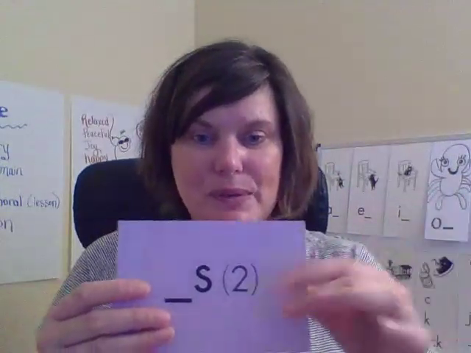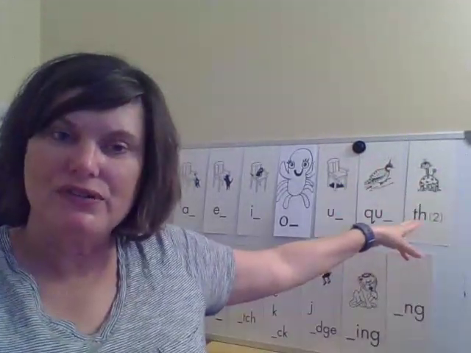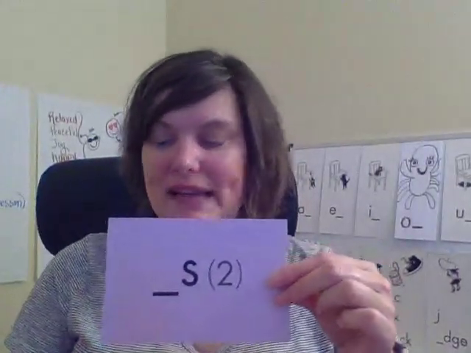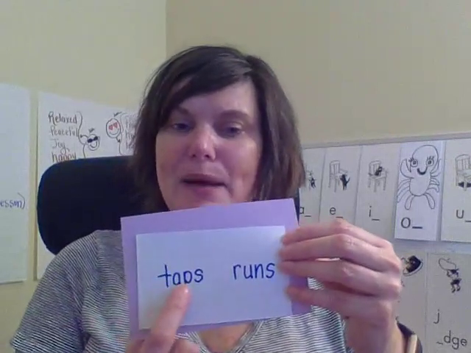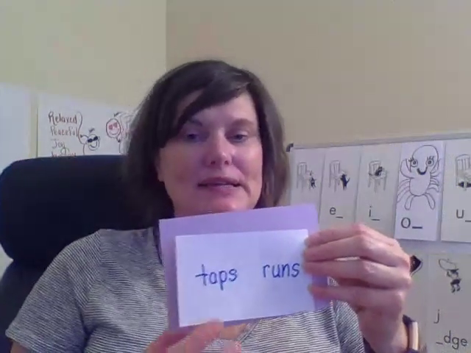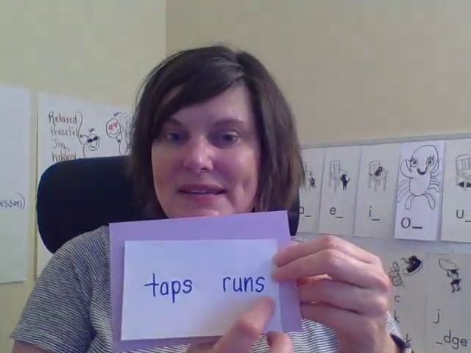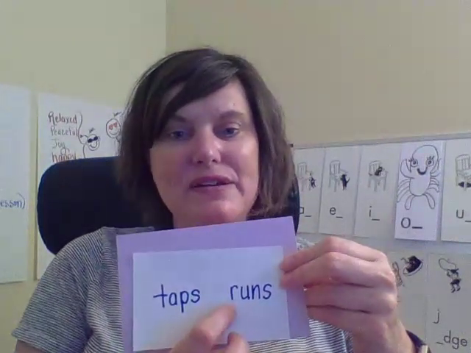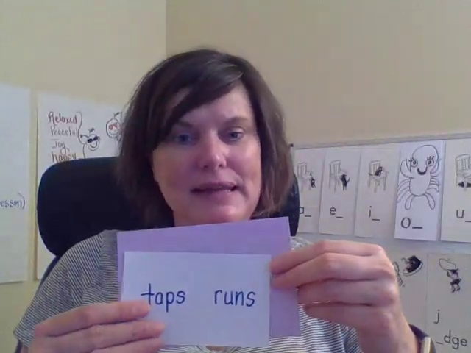Now this looks so simple, but there's two sounds, kind of like our digraph th. This can make two different sounds as well. The first sound would be like at the end of taps. So it says s, like the hissing snake. It also can be at the end of like the word runs. What do you hear at the end of runs? You hear a z, almost like a Z sound.